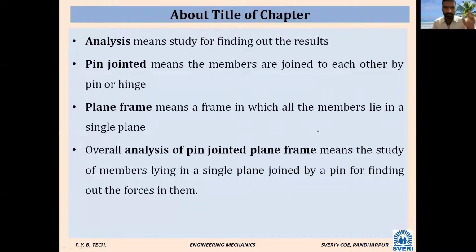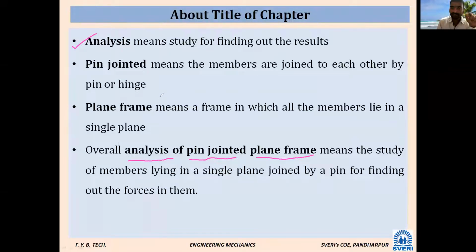First of all, about the title of the chapter. What is the chapter name? The chapter name is analysis of pin jointed plane frame. First, you should understand what analysis is. In the beginning only I told you. What does analysis mean? Finding the unknown forces. Analysis means finding the unknown forces.